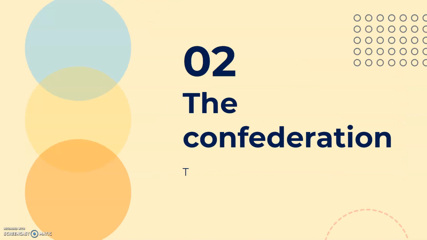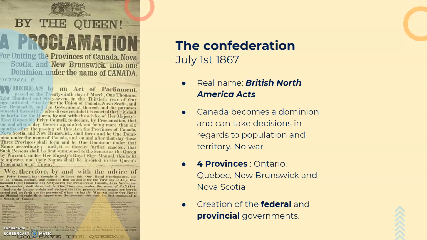So, number 2, the Confederation. So it happened on July 1st in 1867. C'est le 1er juillet de 1867 et c'est le 1er juillet, la fête du Canada, comme on la fête aujourd'hui, parce qu'on fait la Confédération. So the real name is the British North American Act. Canada becomes a dominion and can take decisions in regards to population and territory.